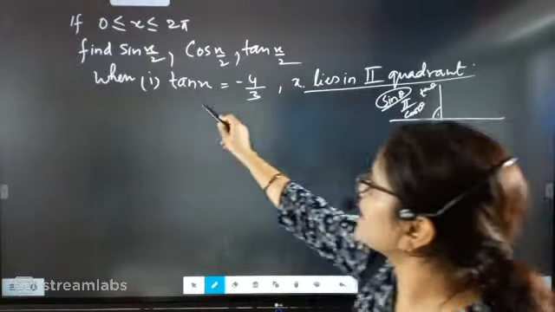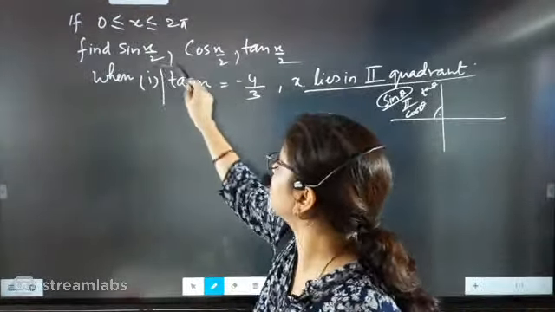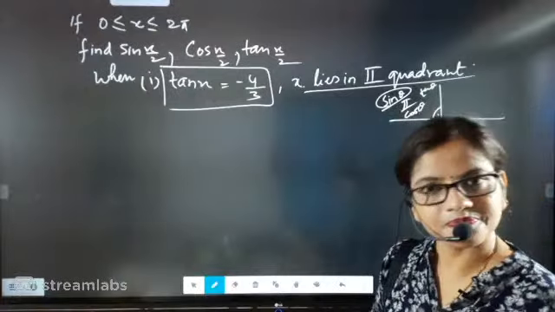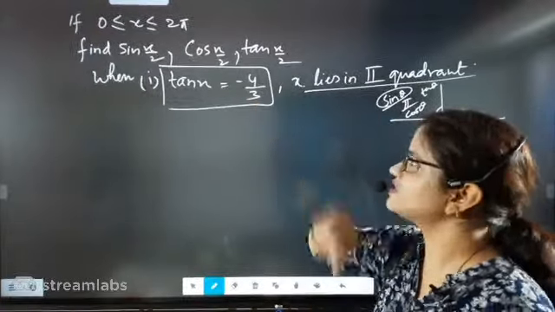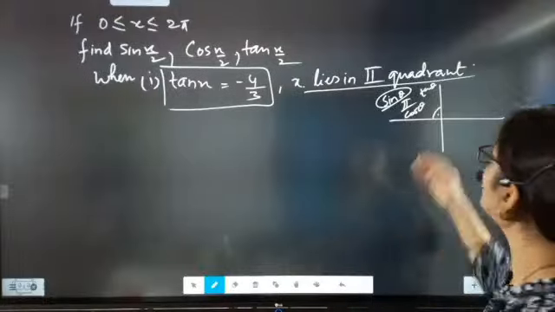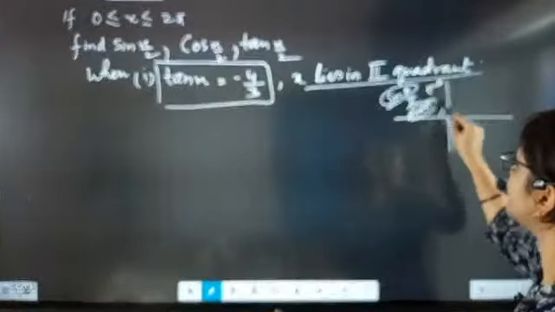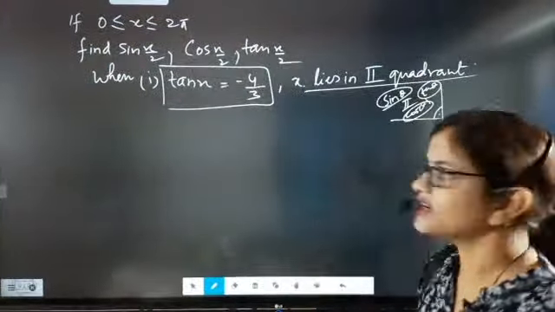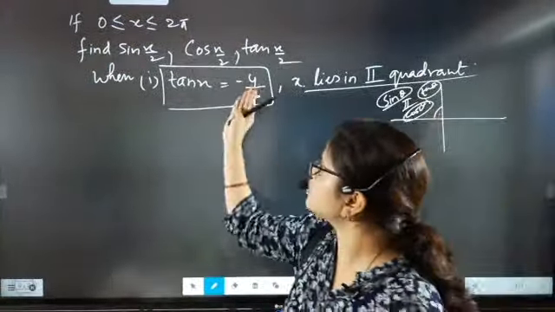And see here, the tan value they have given is negative. This is an indication that x is exactly present in the second quadrant. That's why the tan value is coming minus, because in the second quadrant only sine can be positive; cos and tan both will be negative. Understood? That's why the tan value is also given negative to you.